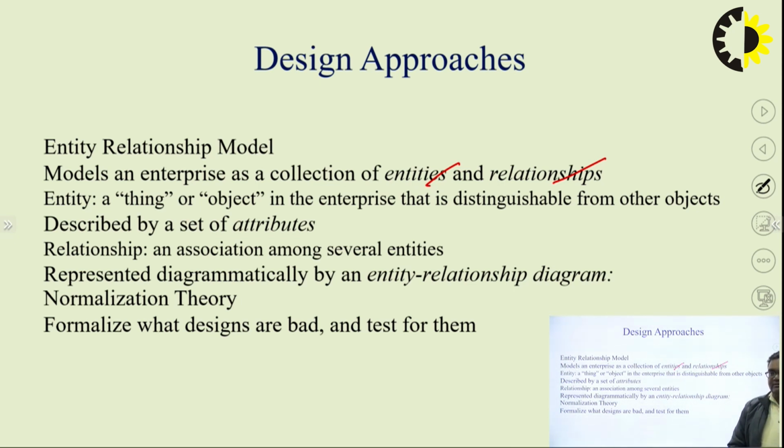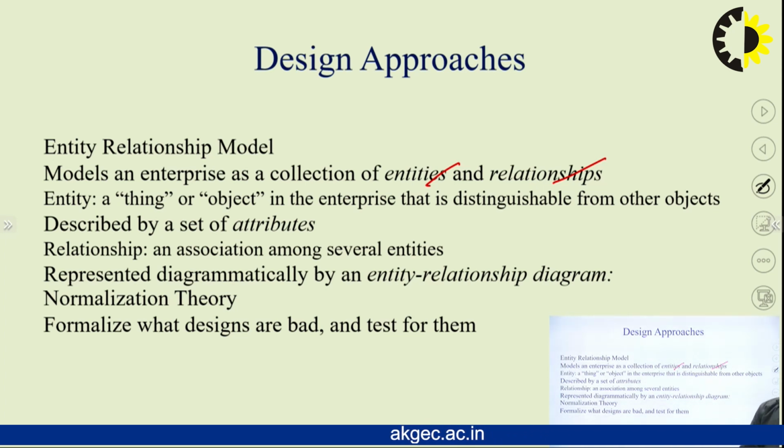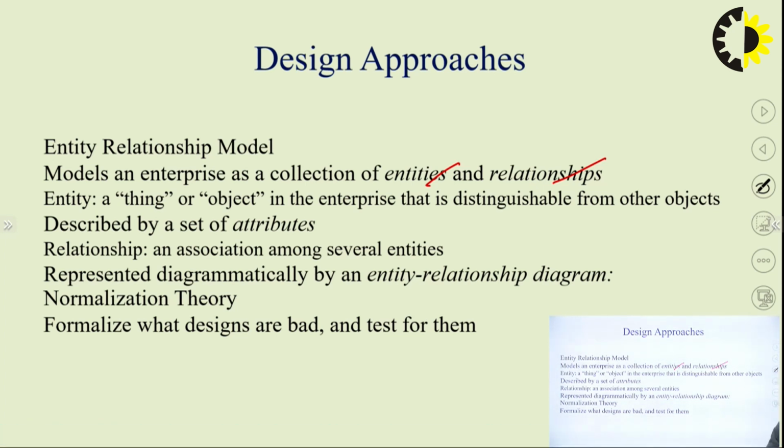Relationship is another part of the entity relationship diagram or model. It is an association among several entities. First, we have to select the entities that are real-world objects, a group of objects or things that can be categorized under a single name, which we call an entity. Those entities can be integrated among themselves using relationships. They have some association, so that they can be used by the system for various functionalities. This whole thing is represented diagrammatically using an entity relationship diagram.